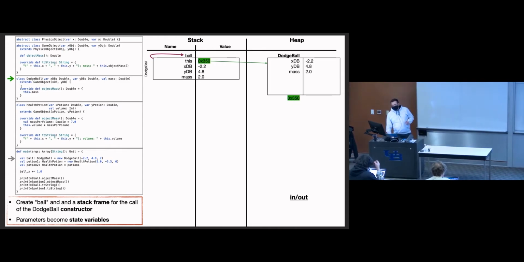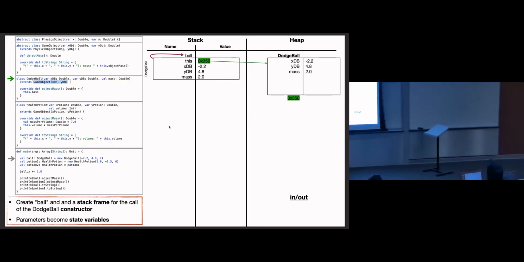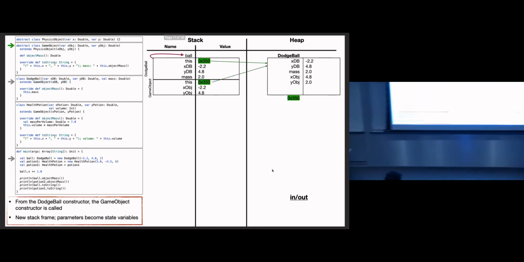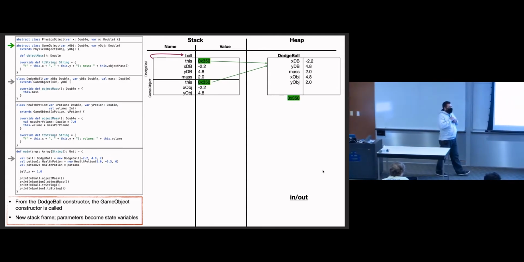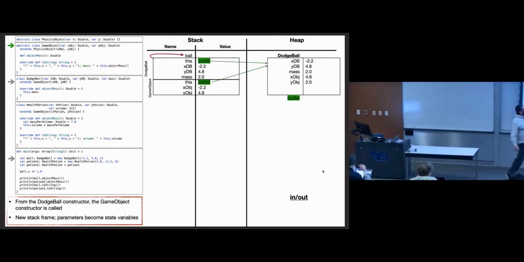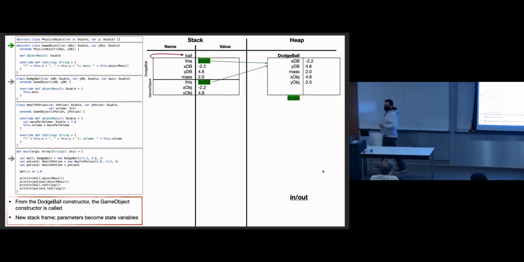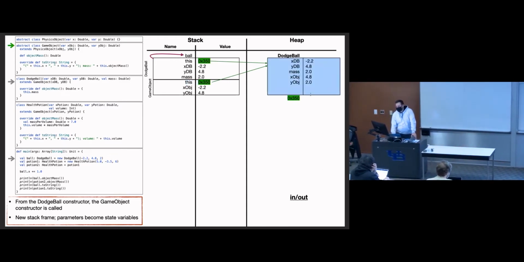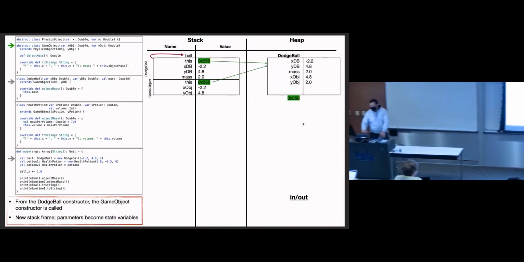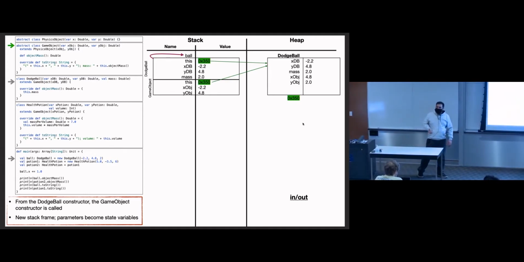The new thing here that we haven't seen yet is when the dodgeball constructor is called, it's also going to call the game object constructor. The game object constructor is another method call. So we're putting another frame on the stack, another stack frame on the stack with its own set of parameters and a reference to the object that's being created. It's the same object that's being created, but we're going into a second constructor call for the superclass.